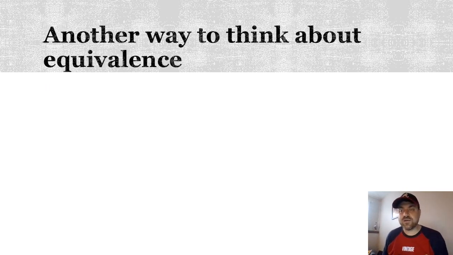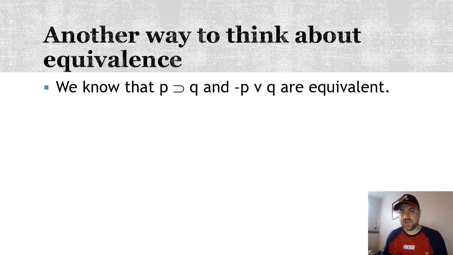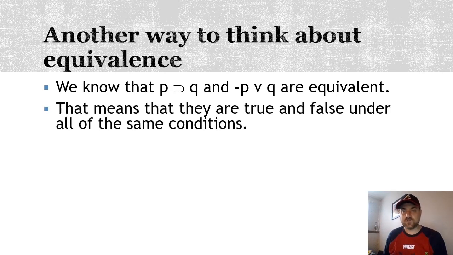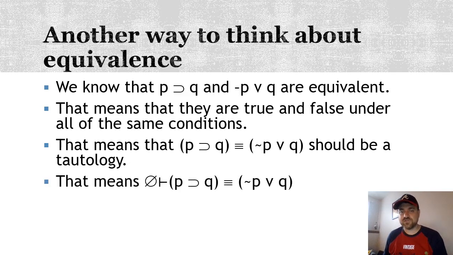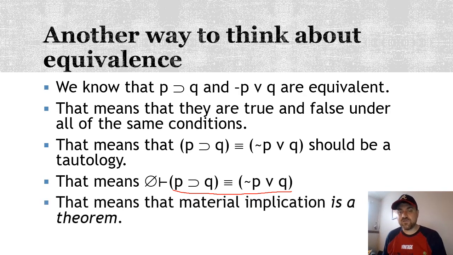Okay, so another way to think about equivalence is the way that we have to think about it when we set up our trees, right? We know that if P then Q and not P wedge Q are equivalent. And that means that they are true and false under all of the same conditions. And that means that if we put a biconditional in between those two things, that should end up as a tautology, again, if they are equivalent. And again, this is exactly what we have to think about when we set up our trees to check for equivalence. And so that means that this material implication, which is what they call this equivalence between these two things, should be derivable from the empty set. That is, material implication should be a theorem of our system.